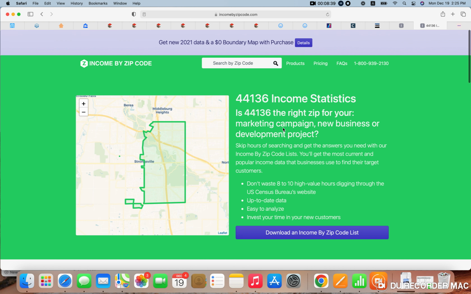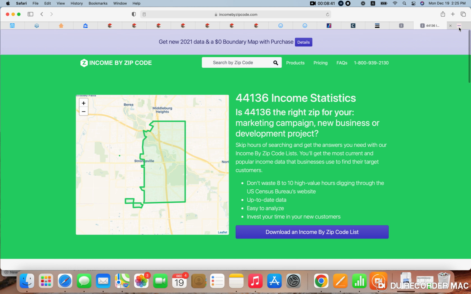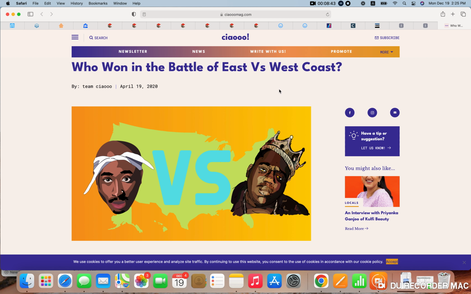So that is Strongsville by the numbers. I'll let you decide on who won the battle of East versus West. I like this little infographic.